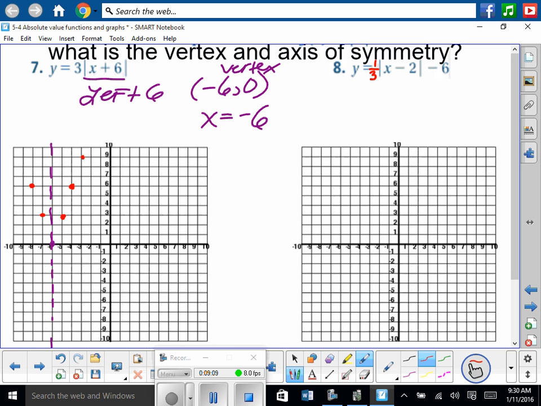1, 2, 3 over 1. And then you draw in your nice sharp V. I didn't connect that dot very well. Pretty easy, right? Same thing here.